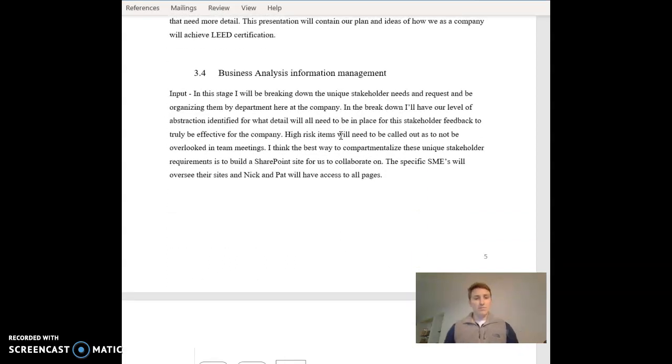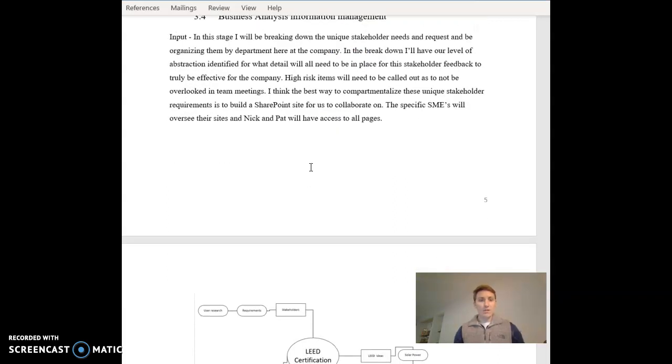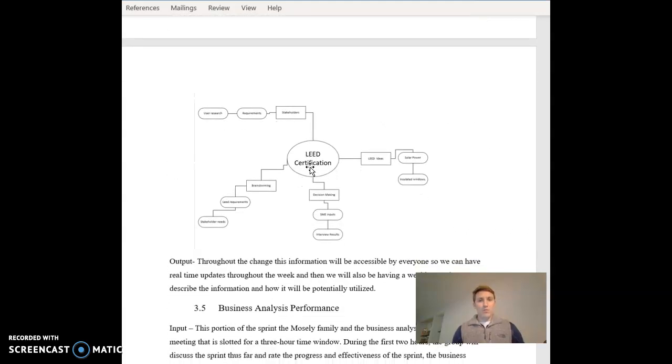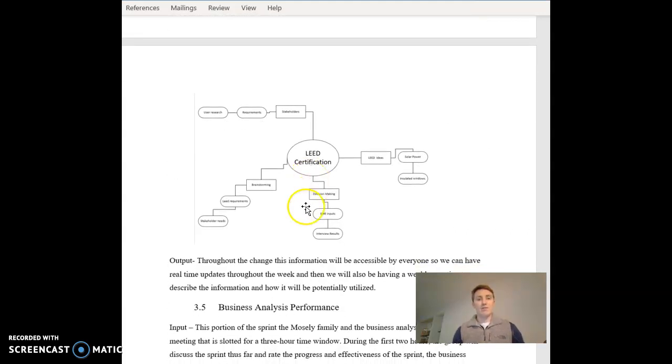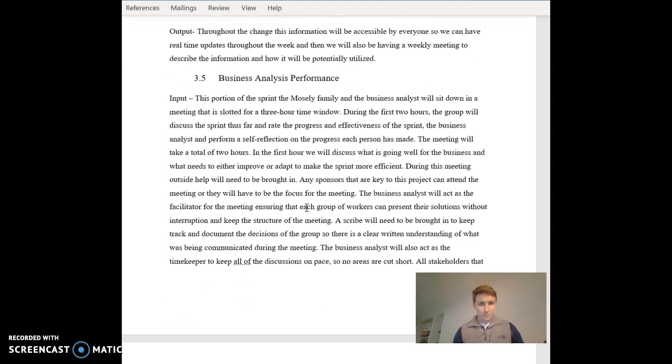The next step is information management, and we're really going to be wanting to look for a way to keep track of all the information that we're gathering. Our subject matter experts are going to be bringing us ideas, and Nick and Pat are going to be the ones in charge of all the information because they are ultimately the founder and CEO of this company. We're going to use mind mapping for that, and here is a brief overview of the mind map that we're going to do.